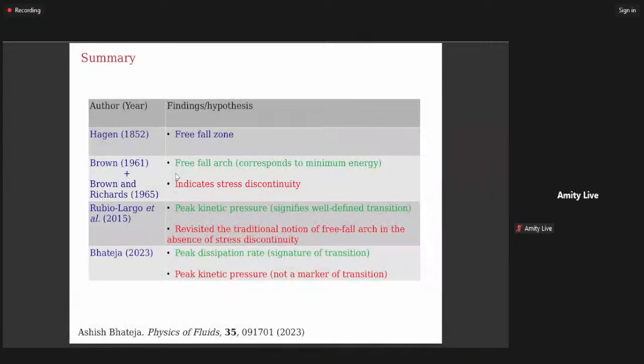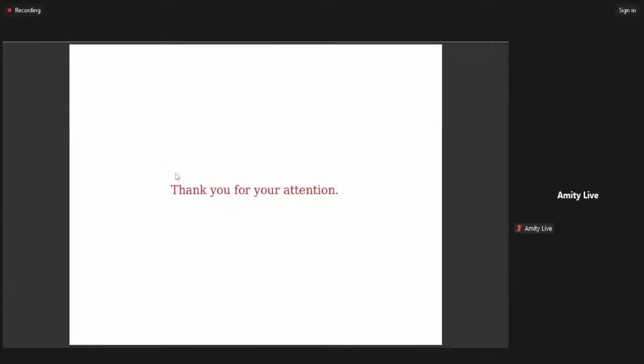And if I combine it here, so essentially we stand here. They said free-fall arch does not exist. Peak kinetic pressure is a marker of transition, and my study said, based on the dual similarity criteria, peak kinetic pressure does not appear to be a marker of transition. Peak dissipation rate is essentially a signature of transition because its shape also relates to the velocity outlet profile. If you would like to read, this was published last year in Physics of Fluids as a letter. Thank you for your attention.